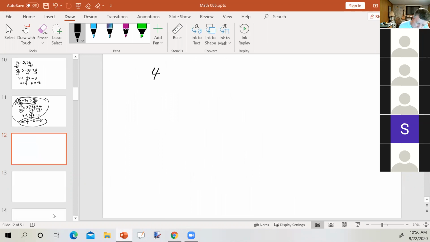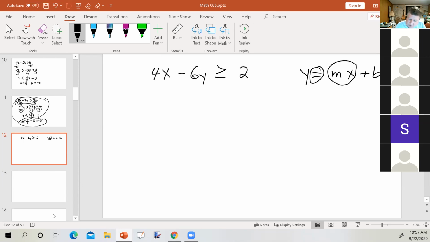Let's say I've got 4x minus 6y greater than or equal to 2, okay? What I'm trying to do is get the inequality, of course, this sign, I don't know what it's going to be yet, but I want to isolate y on the left side. When I do that, my x term comes first on the right side. Whatever the coefficient of it is the slope. This constant out here is the y-intercept. And let me show you how that's going to work.